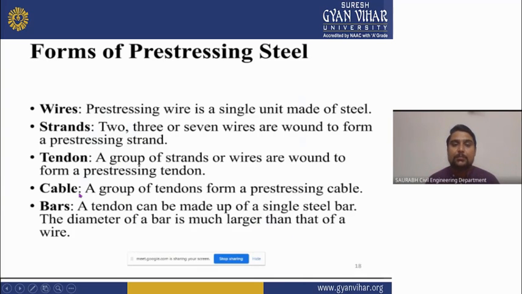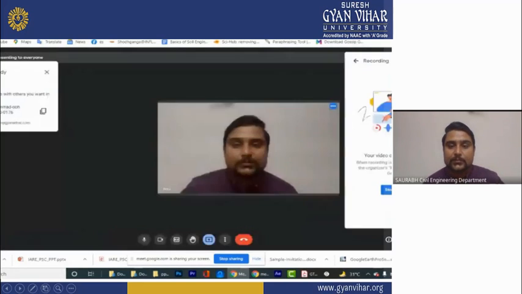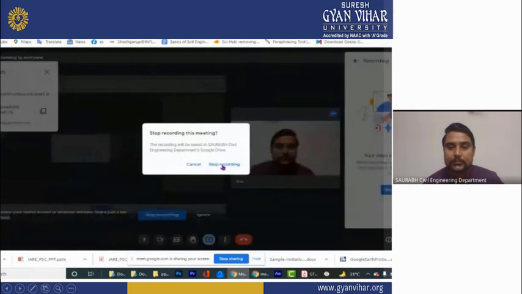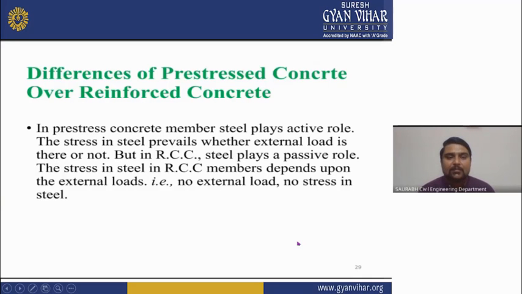Now form of the pre-stressing steel. Now we will see the source of pre-stressing force. There is hydraulic pressure pre-stressing, electrical pre-stressing and mechanical pre-stressing. Now we will know the differences of pre-stressed concrete over reinforced concrete.